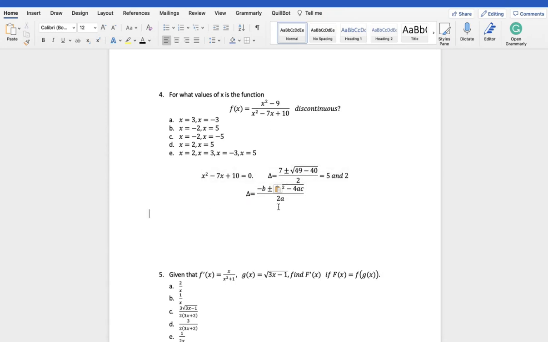So you're basically solving for the zeros of the quadratic equation. Now that you have the two zeros, these two values make the quadratic equation in the denominator 0. And those are the two values that would make our original function discontinuous. So the correct answer would be D here.